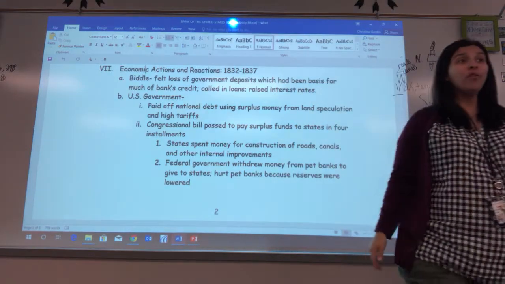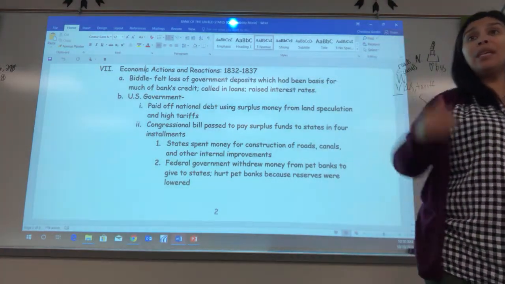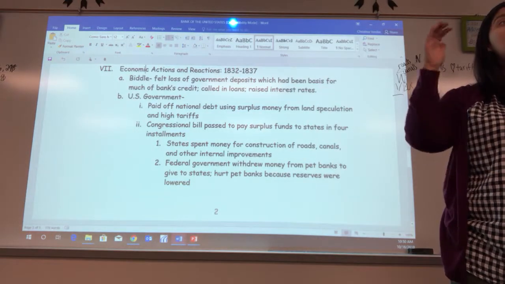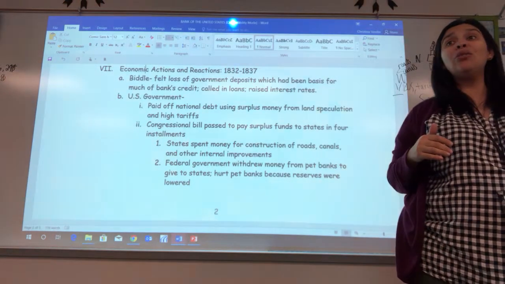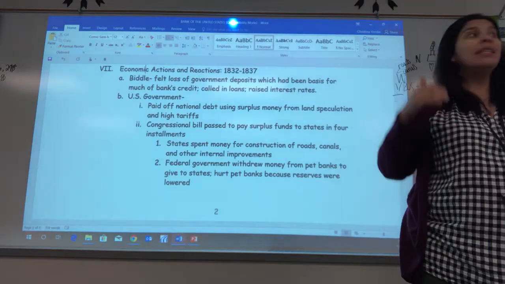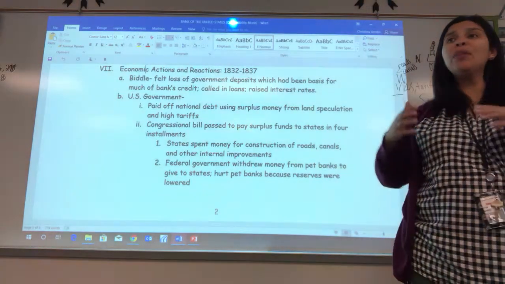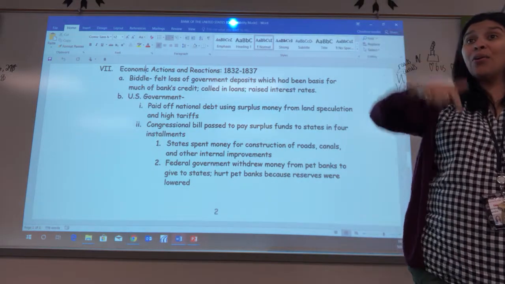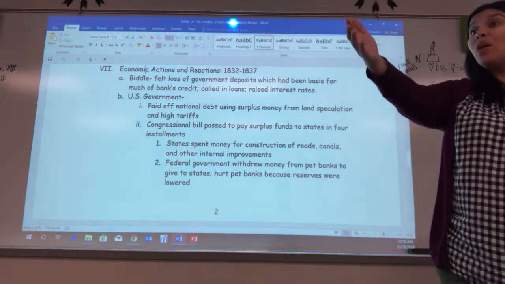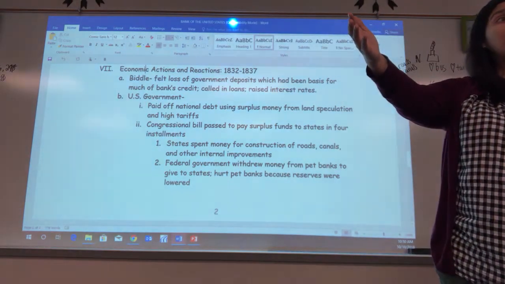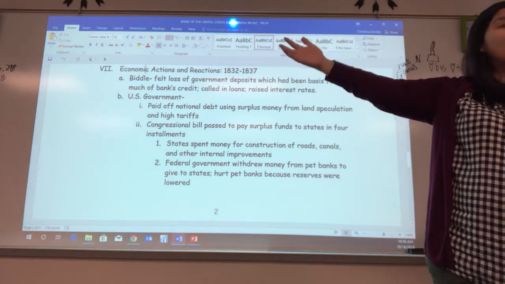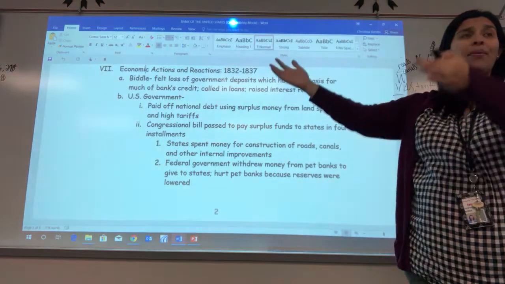Garrett, who's a very rich farmer, they have loaned to him. He has a cotton plantation. For him to be able to pay back his loan, what must he do with all his cotton? Sell it. What happens when he puts all of his cotton on the market? What happens to the price of cotton? Goes down. Evan, who sold all his shipping stuff, what happens to the price of shipping? It goes down.